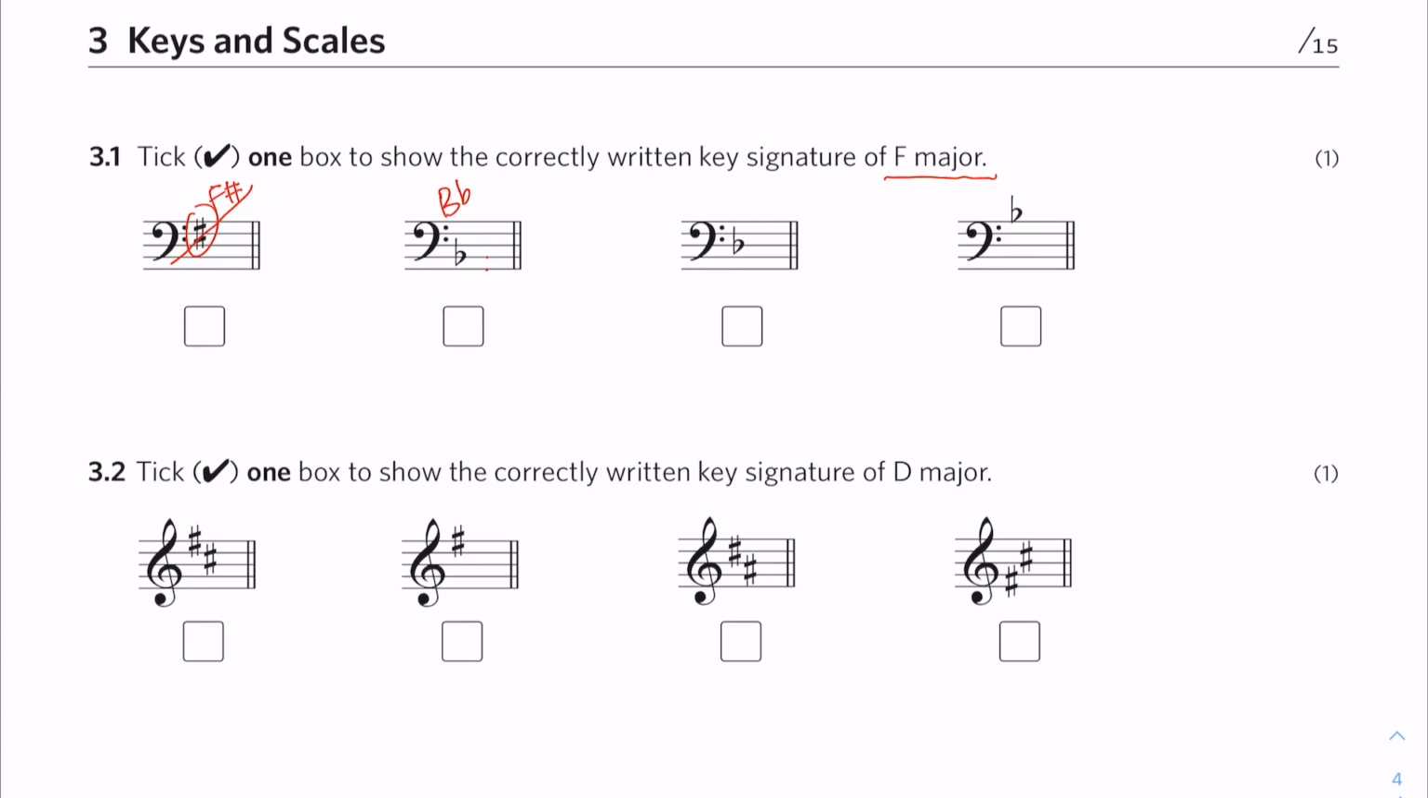Let's check the rest. We've got good burritos, G, B, D, right? We've got a D flat here, which is not correct. The flat is not in the right place. And finally we have, now this is middle C, so this is a B flat as well, but we do not put the B flat up there, so this is wrong as well. So there's only one answer that is correct, which is this one.